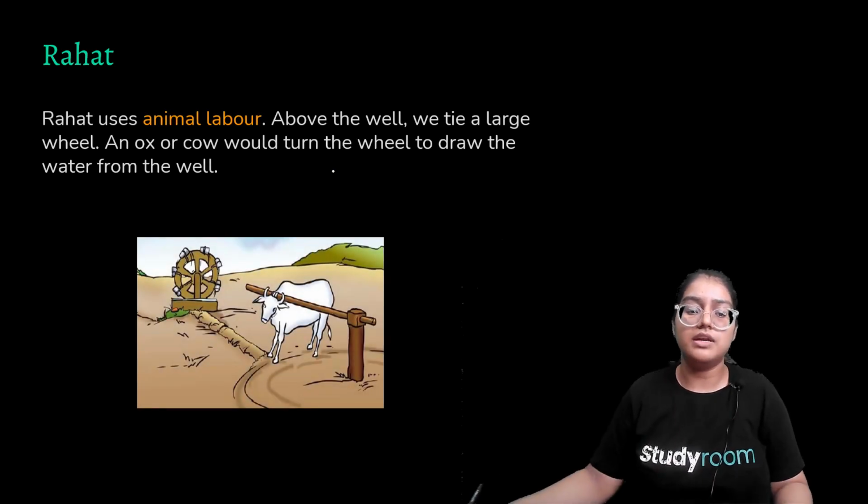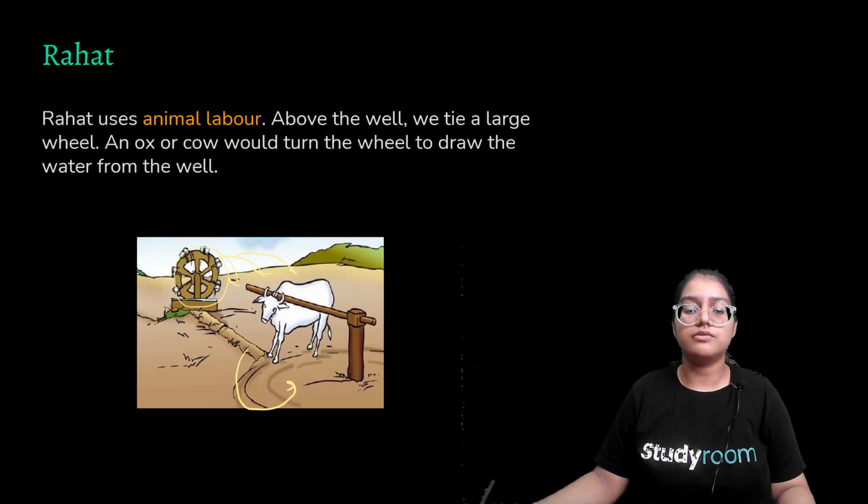Rahat uses animal labor. You can see here is a bull and the pole is attached to it. When it circles around, the wheel also circles, and the wheel has different buckets attached to it. When it circles, the water gets picked up and carried all the way back to the surface of the soil. It gets sprinkled.